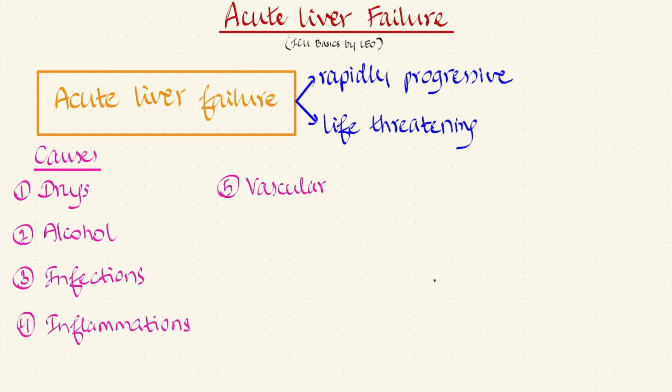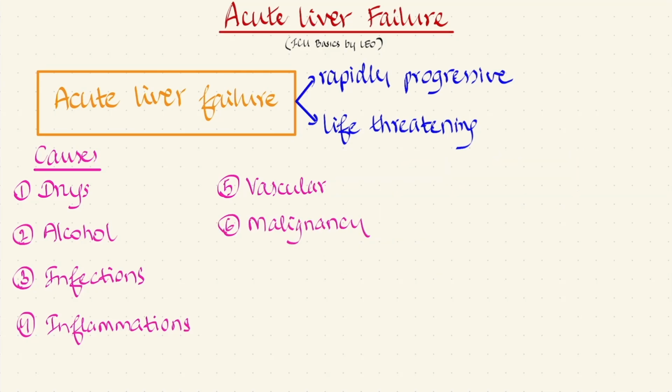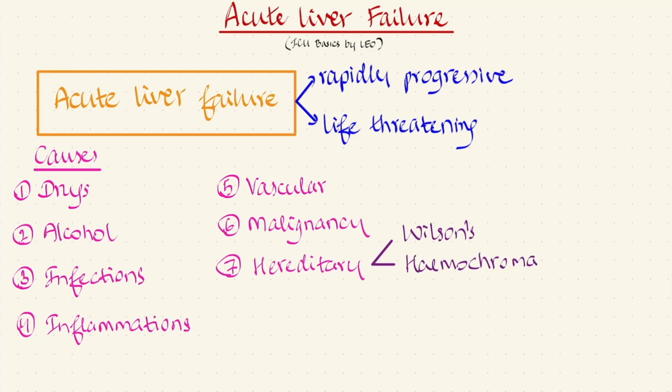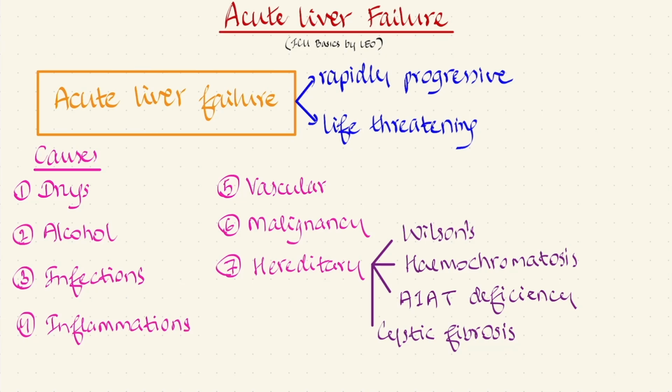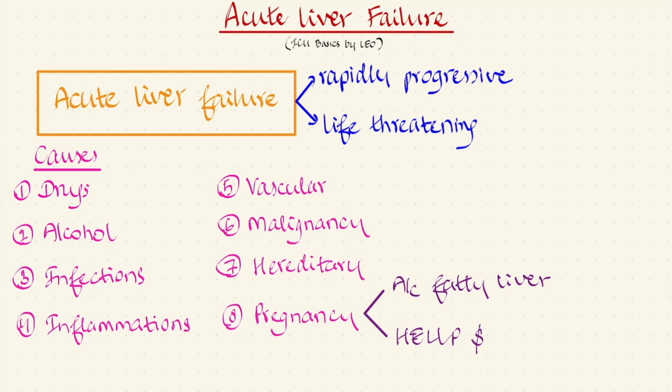Moreover, vascular events such as hepatic vein thrombosis, known as Budd-Chiari syndrome, portal vein thrombosis, liver ischemia, and hypoxia due to hypoperfusion, which could be seen in critically unwell patients with multi-organ failure, and trauma to the liver can result in acute liver failure. Malignancy, for instance carcinoma and lymphoma, could also lead to acute liver failure. Hereditary diseases like Wilson disease, hemochromatosis, alpha-1 antitrypsin deficiency, and cystic fibrosis should be taken into consideration in patients who have family history of liver disease. In pregnant patients, acute fatty liver of pregnancy and HELLP syndrome should be considered as the causes of acute liver failure.